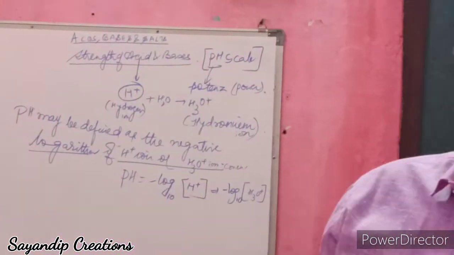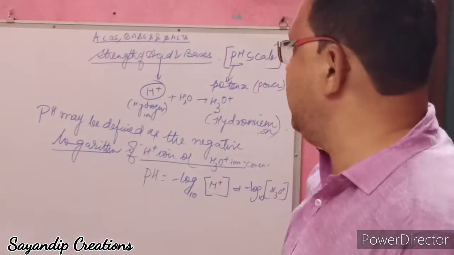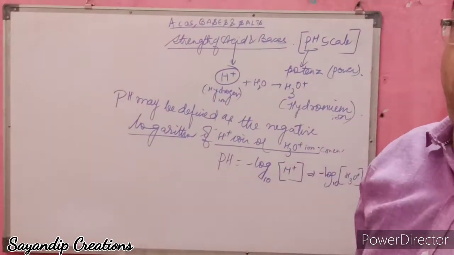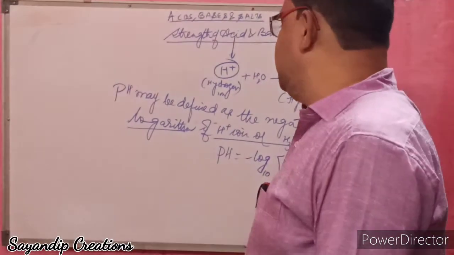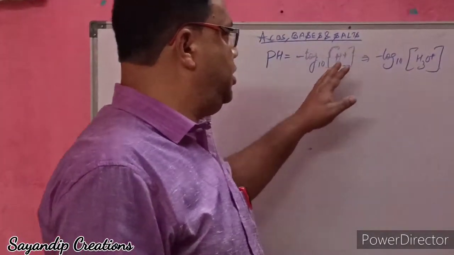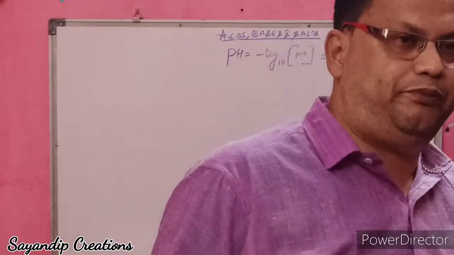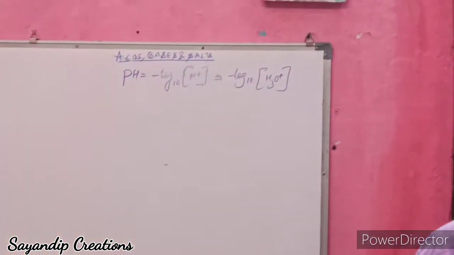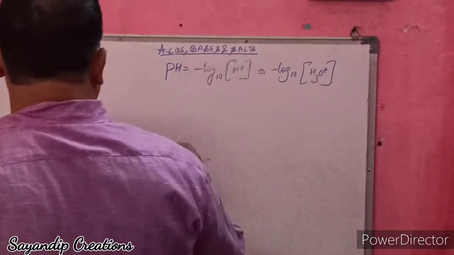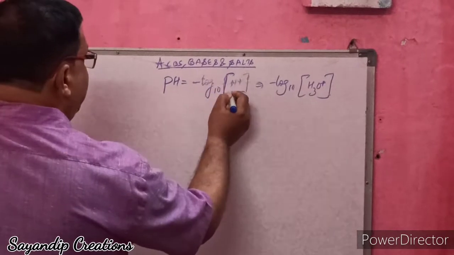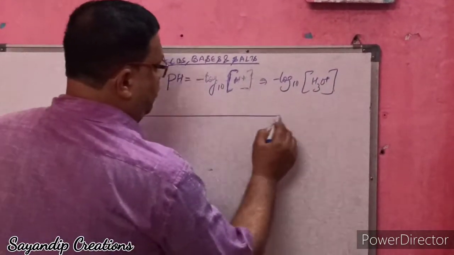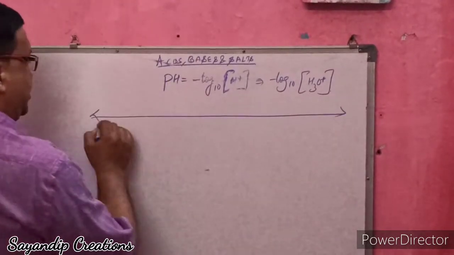If you have not understood, once again I am repeating: pH may be defined as the negative logarithm of hydrogen ion concentration. I gave you the definition of pH, the negative logarithm of hydrogen ion concentration, and I wrote the formula also, minus log base 10 of hydrogen ion concentration. Now, if you see the pH scale, you will do it in practical.